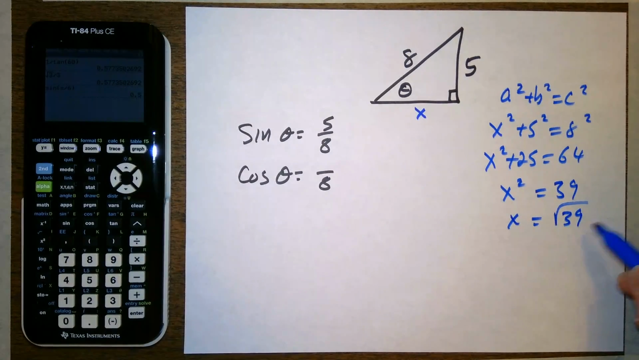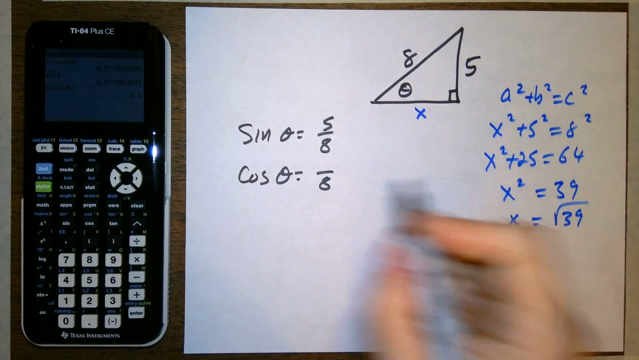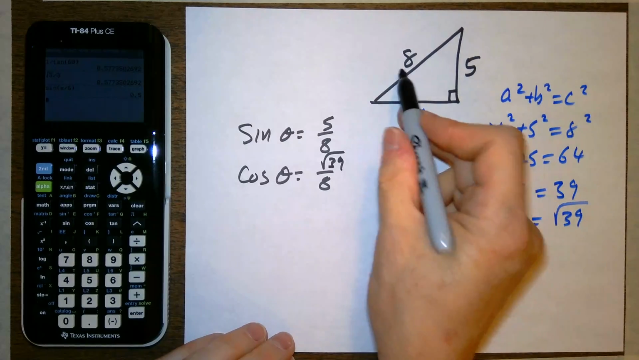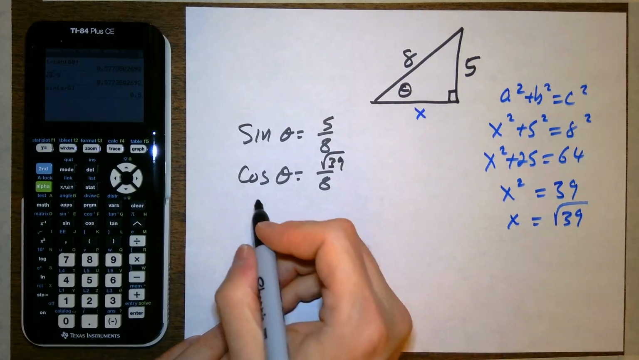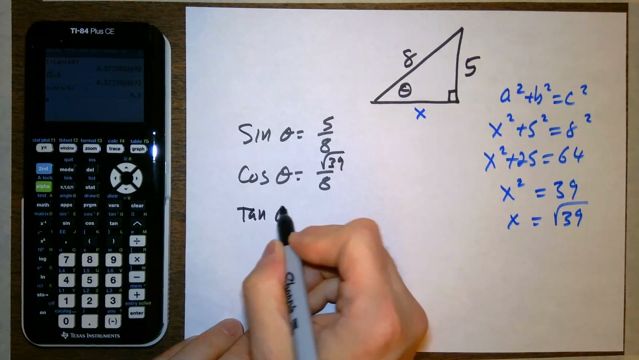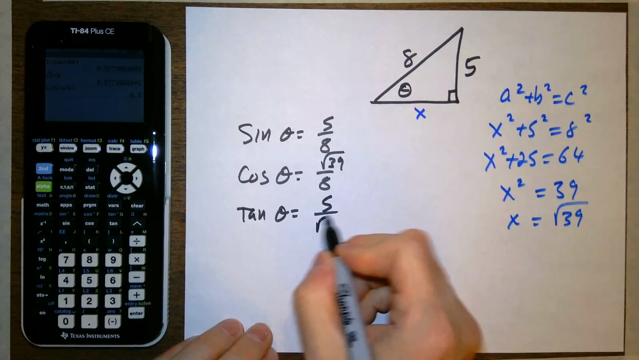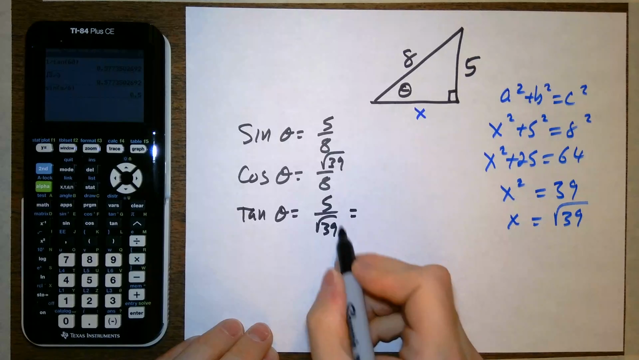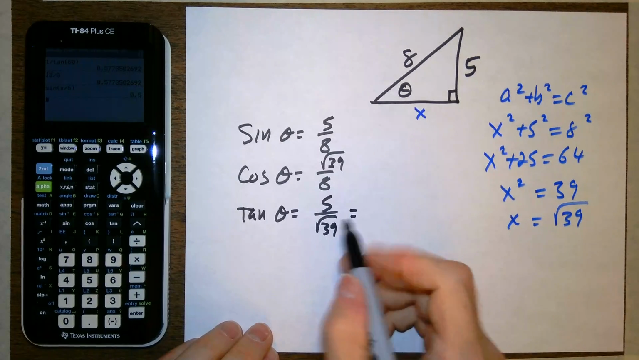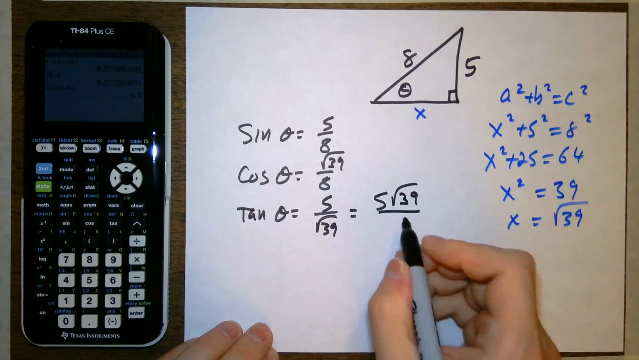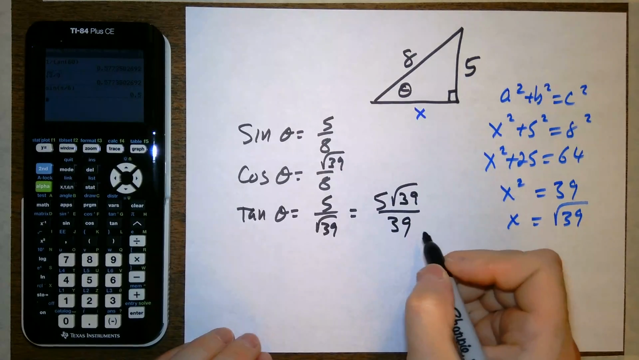3 times 13, we can't even simplify. Can't do anything with that. But that's the missing side, the square root of 39. So that is what's going to go here, the adjacent over the hypotenuse. All right, so let's finish it out. Tangent is going to be opposite over adjacent, which is going to be 5 over the square root of 39. Rationalize the denominator, multiply by root 39 over root 39, and I get 5 root 39 over 39.